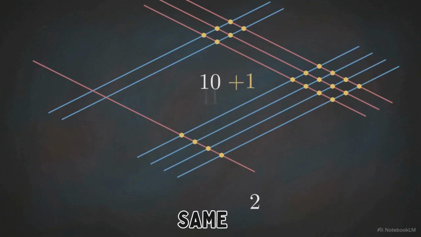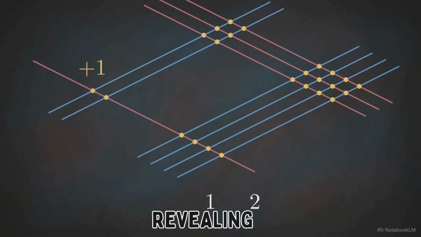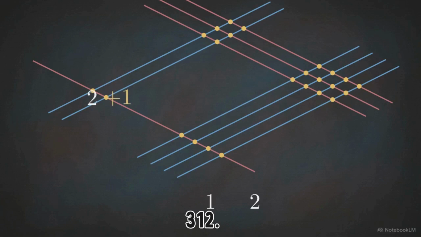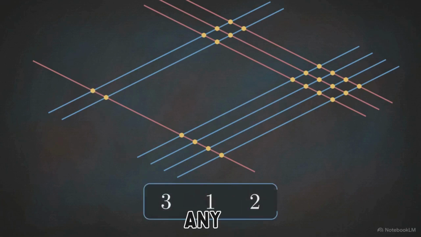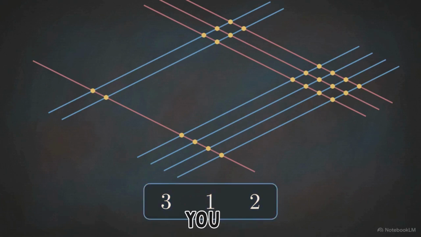We repeat the exact same logic. Drop the 1 and carry the extra 1 to the far left. The left zone has 2 dots. Add the carryover to get 3, revealing our final answer, 312. Mastering the carryover rule allows this method to process any two-digit multiplication problem, regardless of how many intersections you find in a single zone. Now it's your turn.